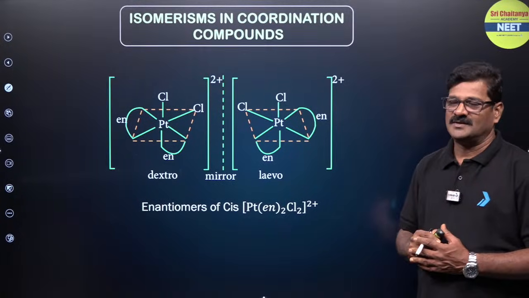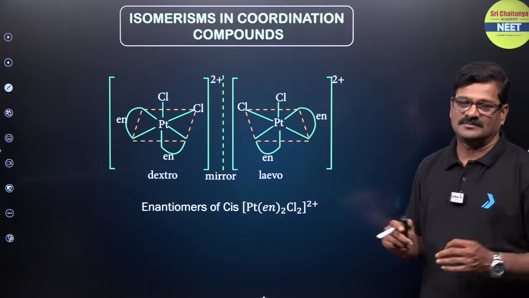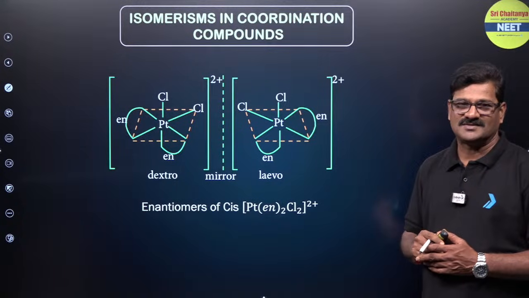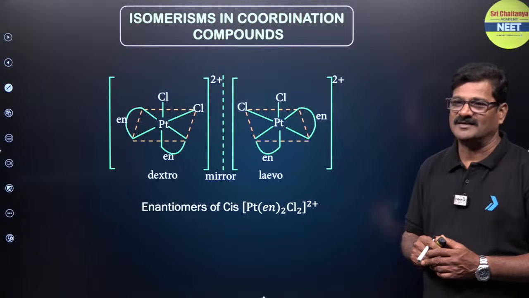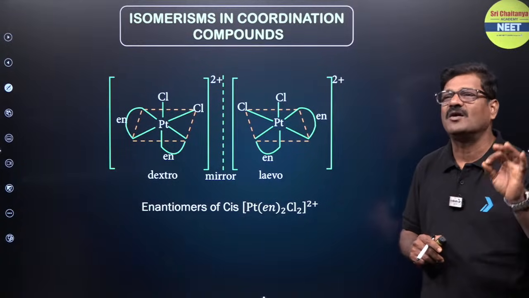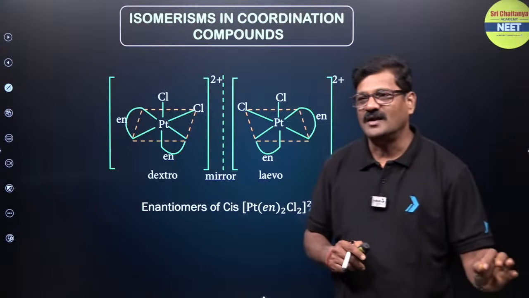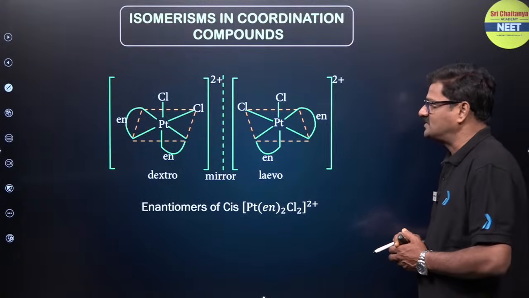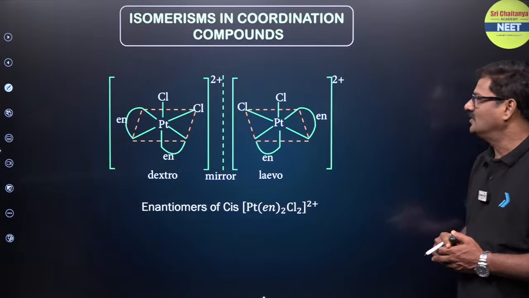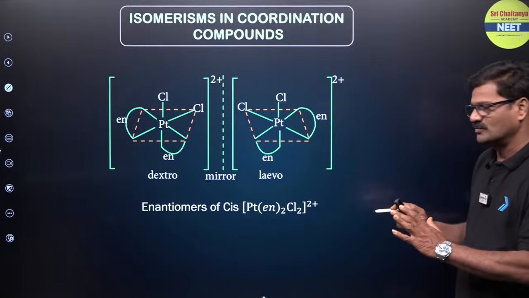Enantiomers: non-superimposable mirror images. Optically active compounds that form such a pair of optical isomers are said to be enantiomers. Here is one example: Pt(en)2Cl2. Both are cis isomers.